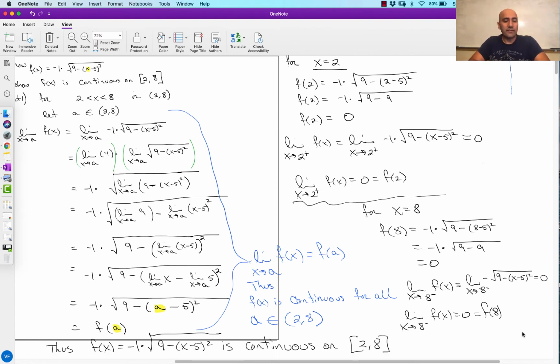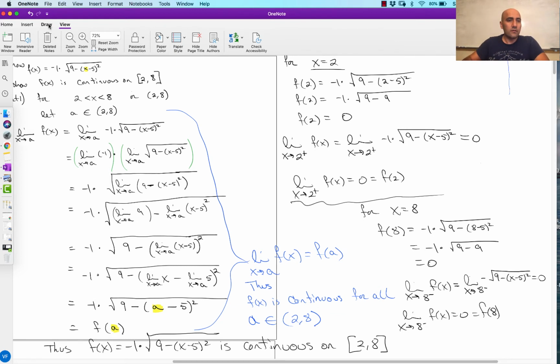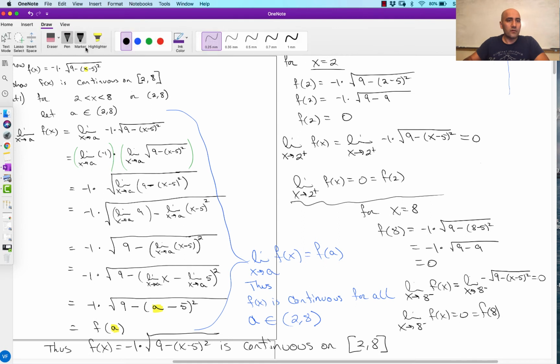Okay. So thus, f of x equals negative 1 times the square root of 9 minus (x minus 5) squared is continuous on the closed interval from 2 to 8. This part here convinces us that it's continuous on the interval between 2 and 8, not including the endpoints, so that took care of that part.